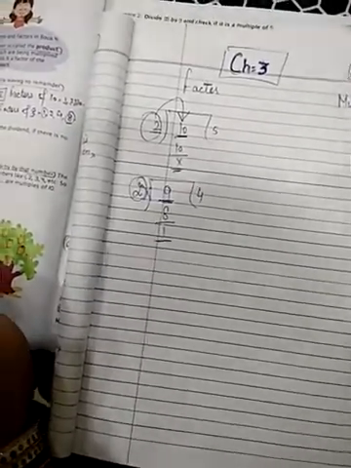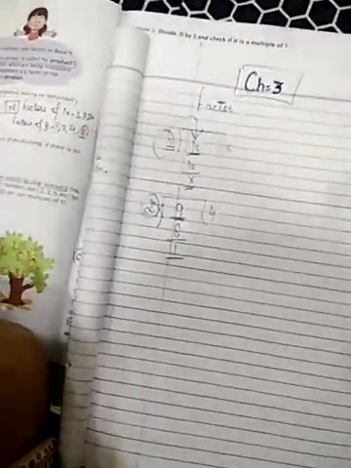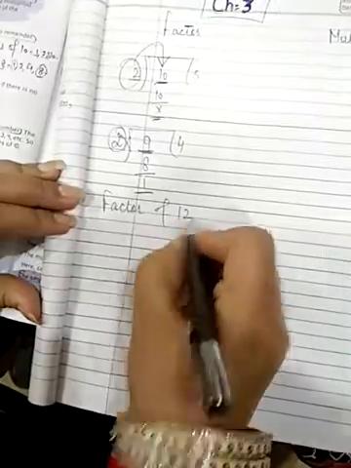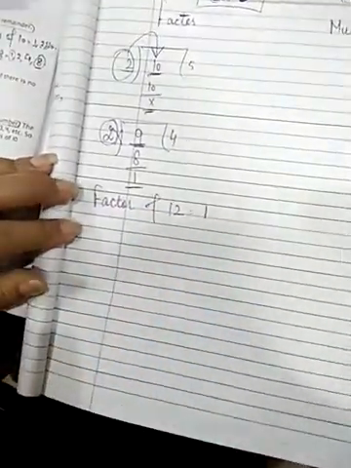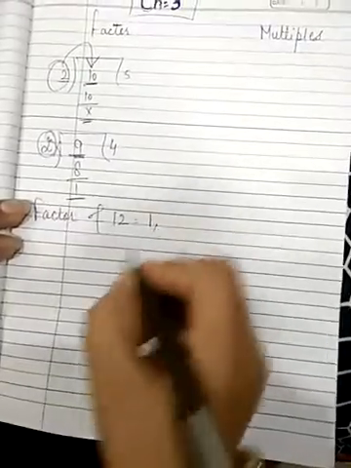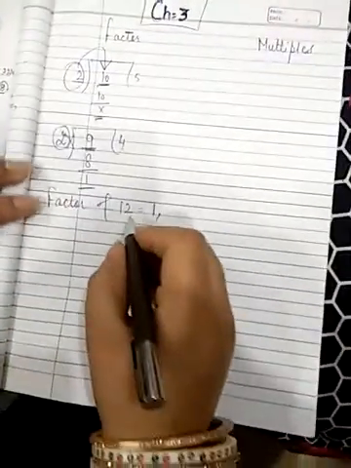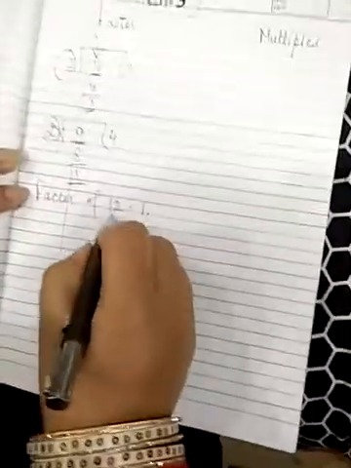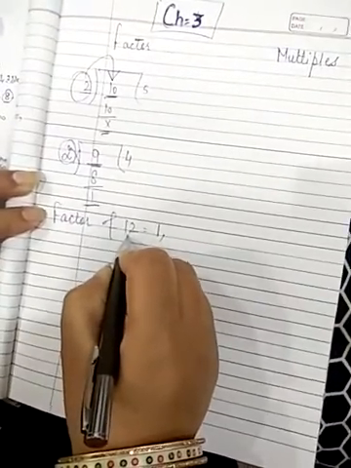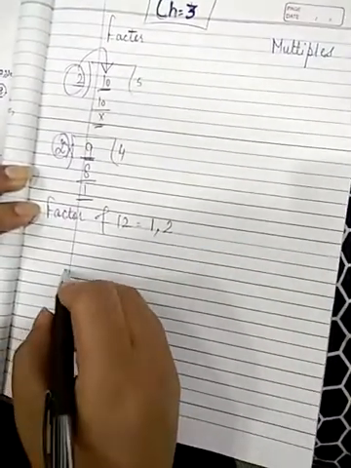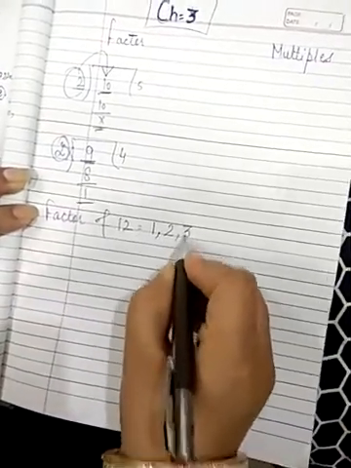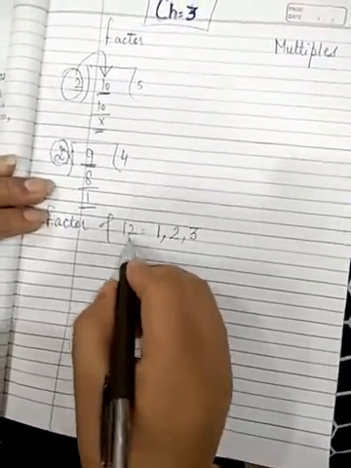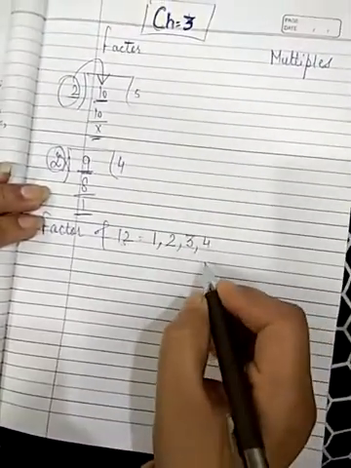Now tell me the factors of 12. So first factor of 12 will be 1, because 1 सबका factor होता है. Next you will check 2, whether 2 divides 12 completely or not. Yes, 2 is dividing 12 completely. So 2 is also a factor of 12. Next is 3. 3 is also a factor of 12. Why? Because 3 also divides 12 completely. Next is 4. Same reason.